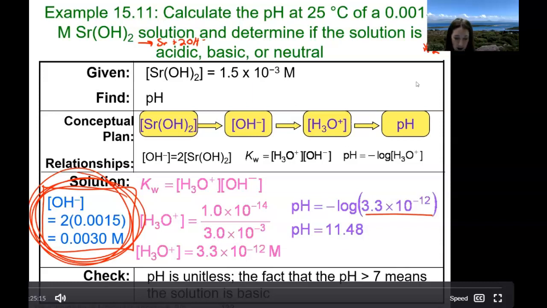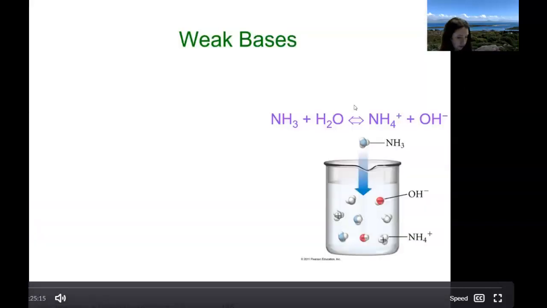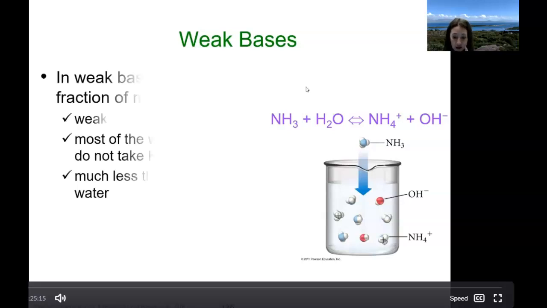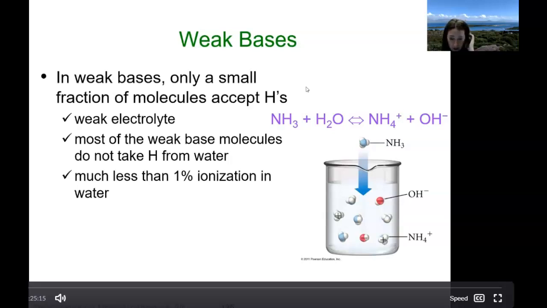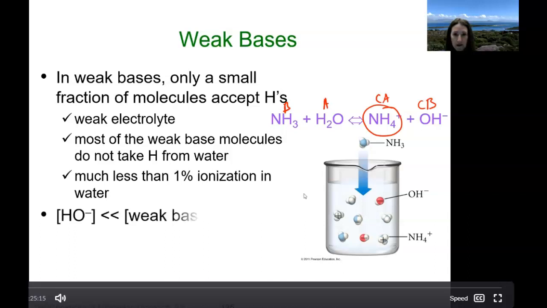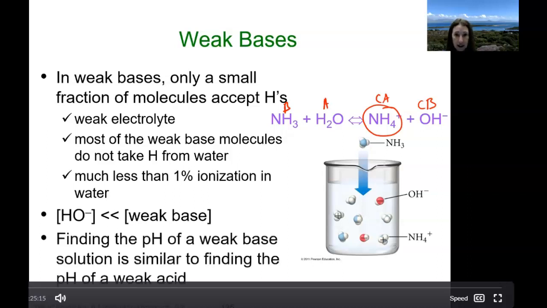Okay, now let's look at our weak bases. Again, this is going to be the Bronsted-Lowry definitions of a base or an acid. Remember, our bases gain, so here we have gained an H. Our acids lose. This is going to be very important in a few minutes. These weak bases only ionize a little bit, and therefore we have a lot of our reactants left in the end.